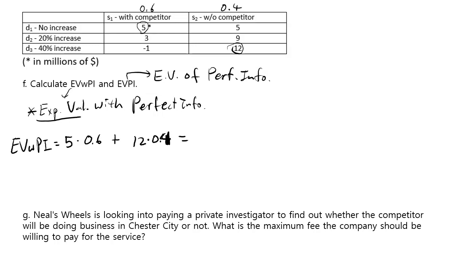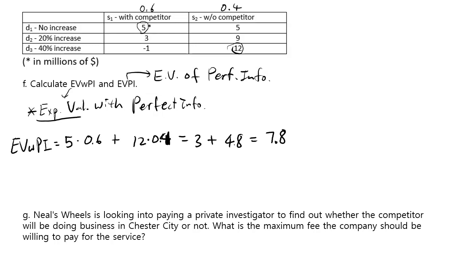And in that case, the future is very rosy, right? 5 times 0.6 is 3. 12 times 0.4, that's 4.8. So you get 7.8. So on the average, you don't know what's going to happen. You may end up winning 12 million, or you may end up winning 5 million profit. You don't know which will be the case right now, but if you know that you're going to get a hold of that perfect information in the future, you will end up with 7.8 million profit. Okay, so that is the EV, expected value with perfect information.